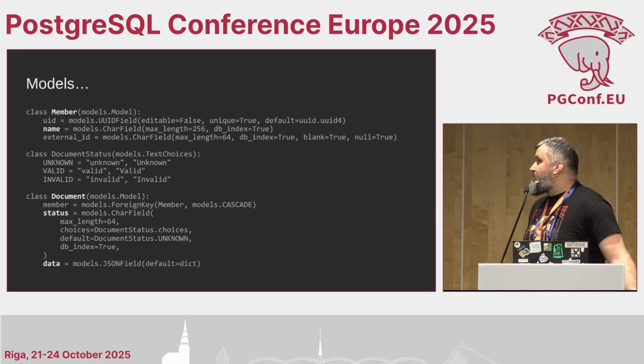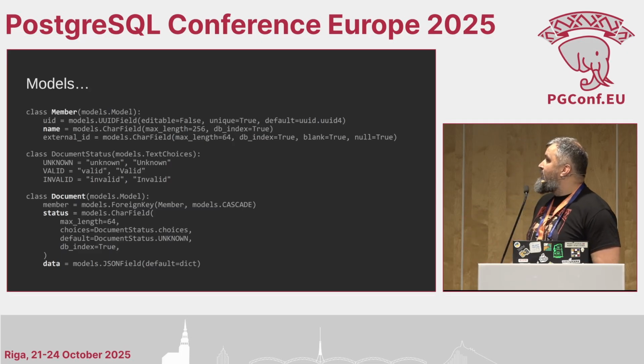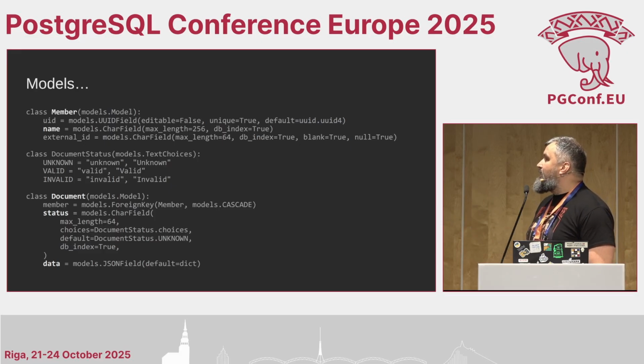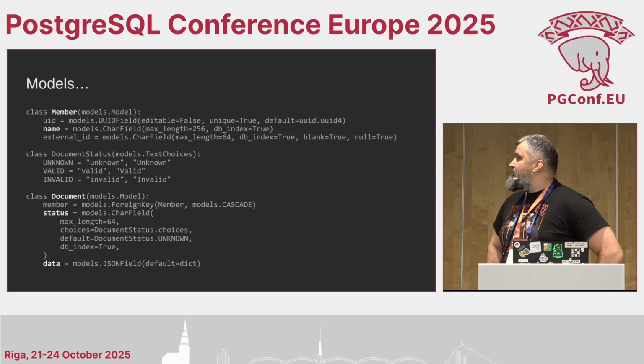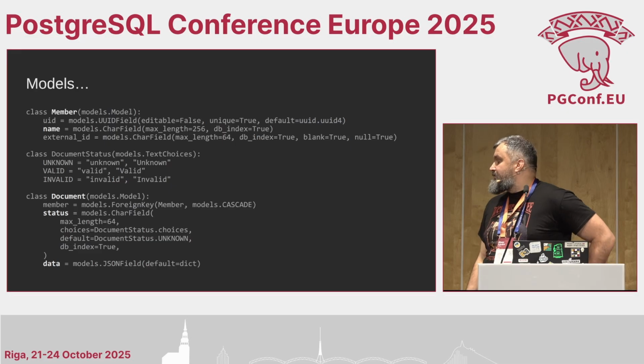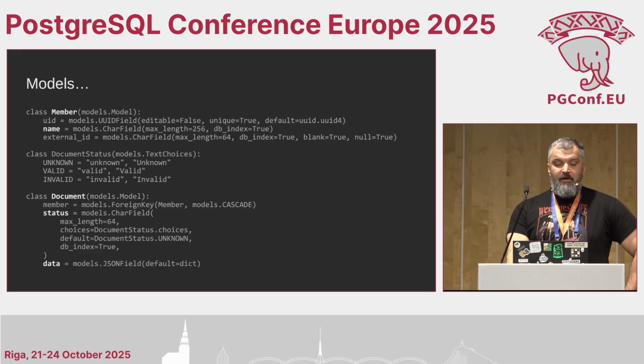I start with 2 tables. So I have member table. What's important there is a name. And I also create index on it. There are some documents, 3 possible document statuses. And I have documents which are linked to members. And I have status of the document, and then I have some arbitrary JSON field with whatever there is.